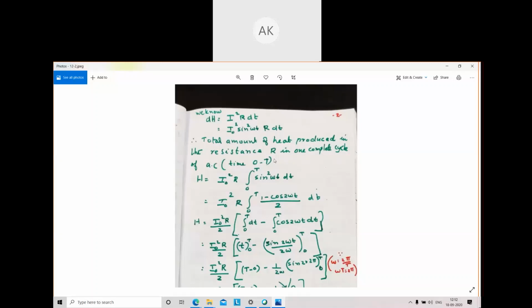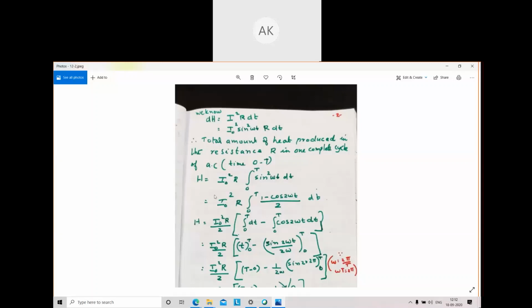The time changes from 0, T by 4, T by 2, 3T by 4, and then T. At time T, one cycle of AC, one rotation of the coil, is over. That means one cycle of rotation. The time taken is 0 to capital T, that is the time period for one rotation of the coil.